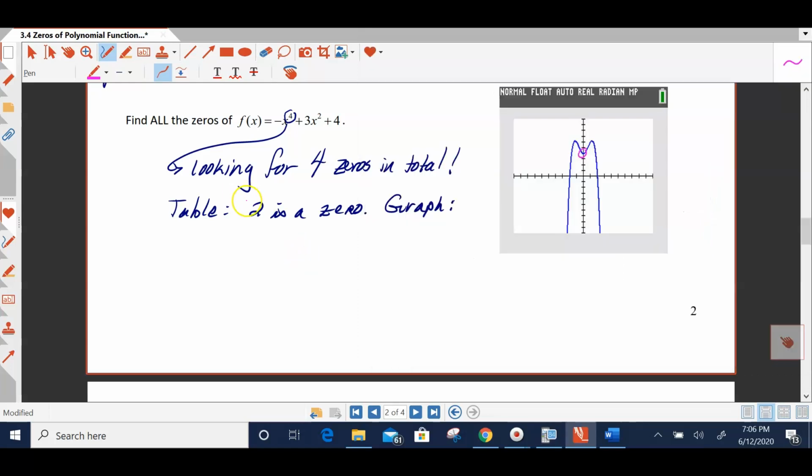So from the table, we see that positive and negative 2 are zeros. And when we look at the graph, we see that those are the only 2 zeros that we can find. So that means the remaining 2 zeros must be imaginary.